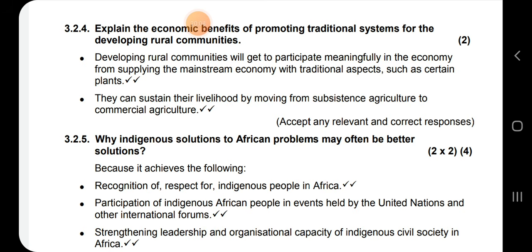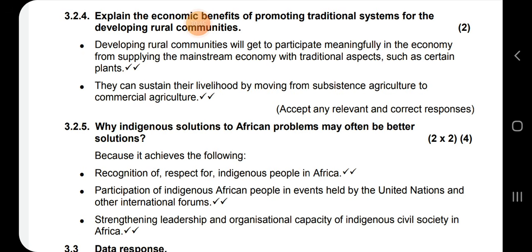They can create businesses. Their indigenous knowledge can be used to help other communities beyond their own. So that is how they can improve. Developing rural communities will get to participate meaningfully in the economy by supplying the mainstream economy with traditional aspects, such as certain plants that grow only in their area, and they can sustain their livelihood by moving from subsistence agriculture to commercial agriculture. Maybe they plant something on a small scale just to feed the community, but now they can feed even more people.